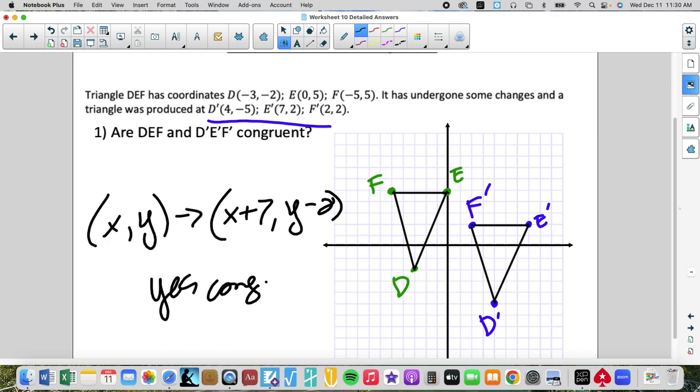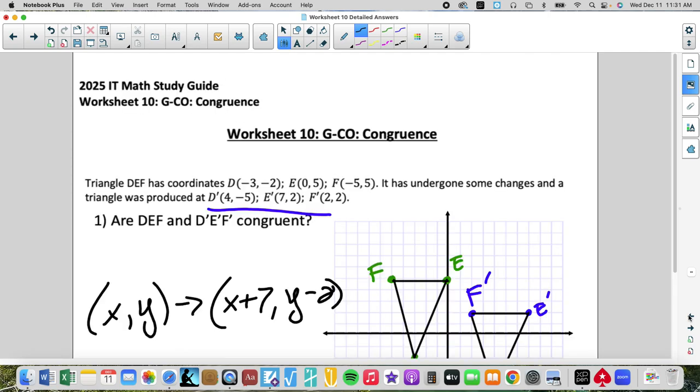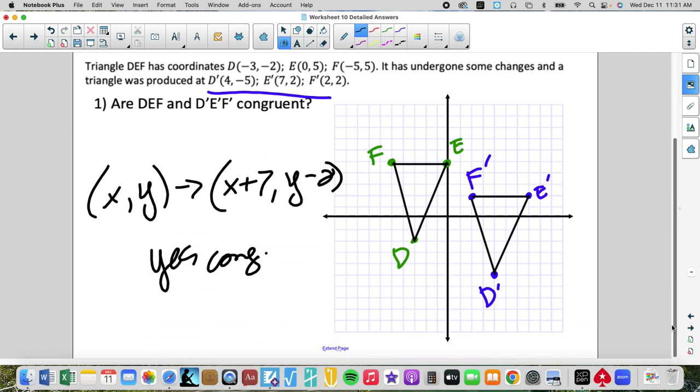Sometimes they ask you, what is the transformation? I think that is the term they use. All right, what is the equation of the line connecting? I didn't see that that was the question. Yep, it is x plus 7, y minus 2 as the transformation. So what is the line connecting D to D prime? Okay, what is the line connecting D to D prime?